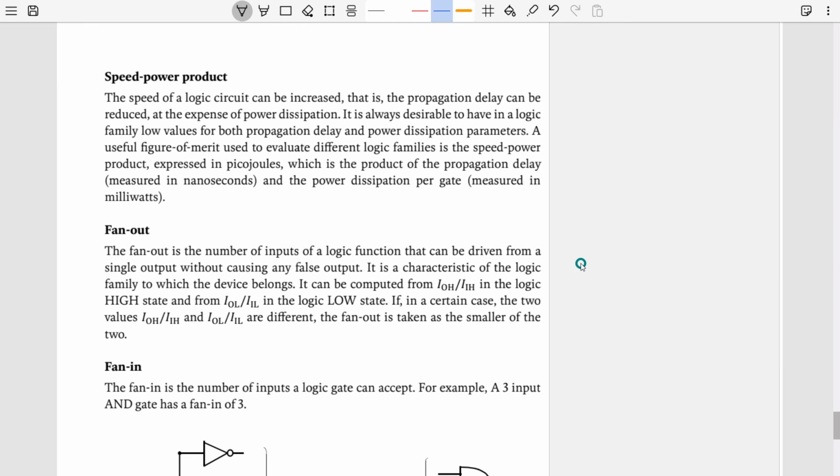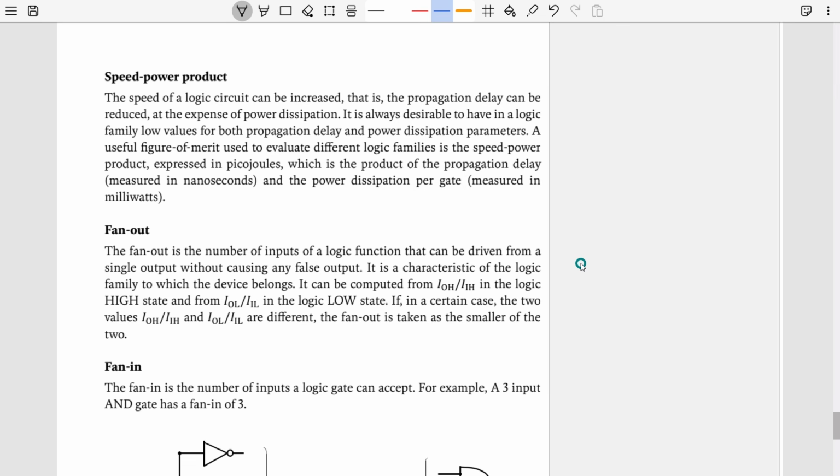Speed power product. One of the things is whenever we try to build a gate, our desire is to reduce the amount of power consumption as much as possible, and also make it as fast as possible. But the issue is, if you want to make it fast, that also consumes more power. So we will see that. Whenever we practically look at architectures, we will see that if I want to make a particular gate work at a higher frequency, that will take more power to make it work. So that's the idea, kind of like a trade-off.